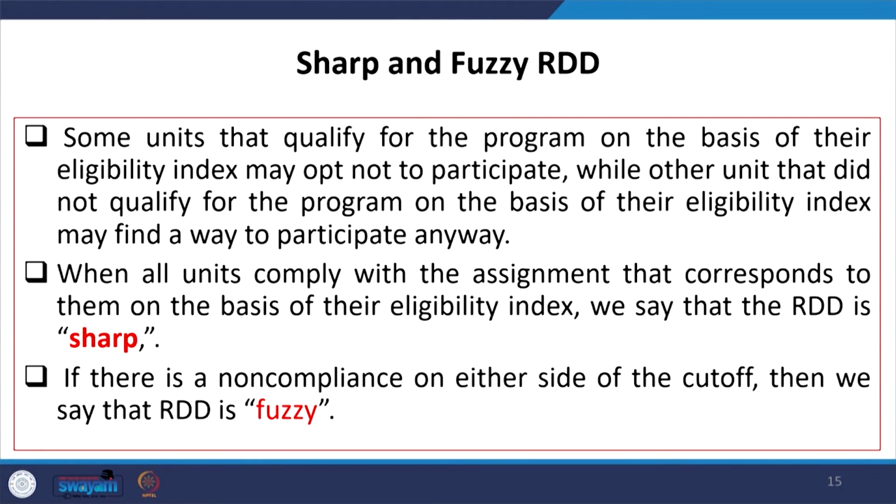When all units comply with the assignment that corresponds to them on the basis of their eligibility index, we say that RDD is in fact sharp. When we comply with all these assumptions, following the way we wanted to define eligibility and the exact acceptability of that cutoff point. If there is non-compliance on either side of the cutoff, then we say that RDD is fuzzy: you have defined the cutoff point, but actually it is not compliant to the portions that have been considered. So, that way it is called fuzzy.